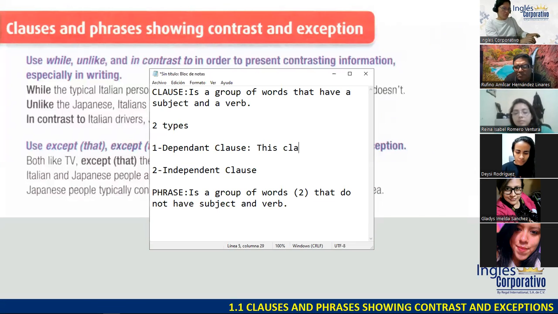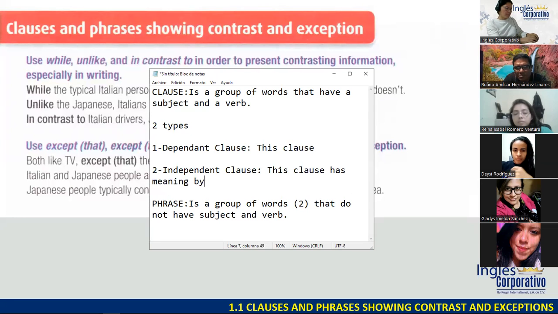This clause has meaning by itself. O sea, ella solita, si usted la dice, se entiende, ya le voy a dar ejemplos. Vamos a comenzar con ese. This clause has meaning by itself, okay?